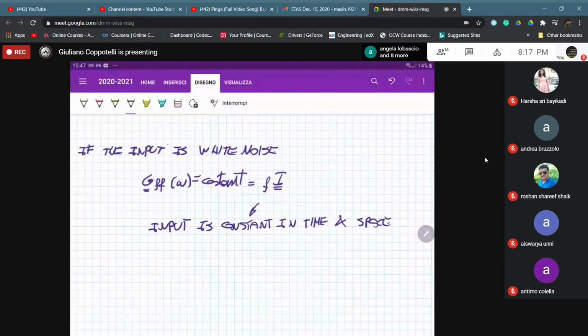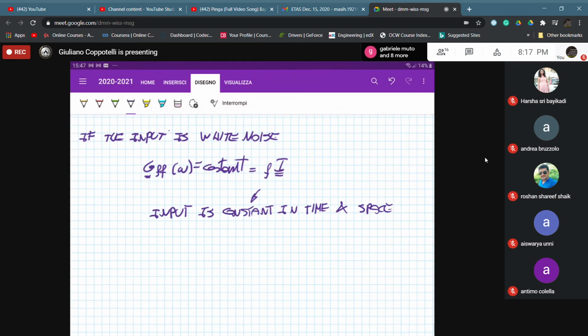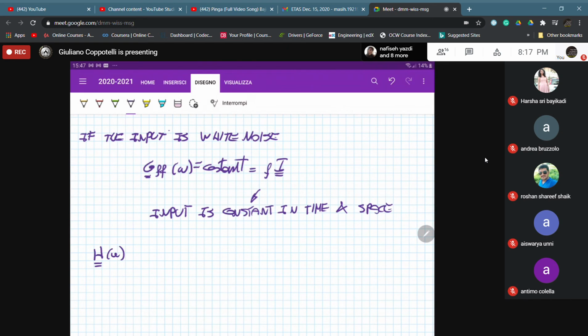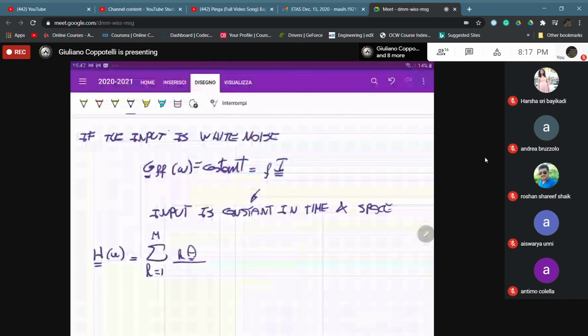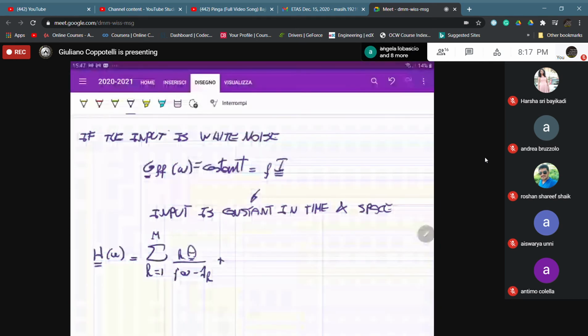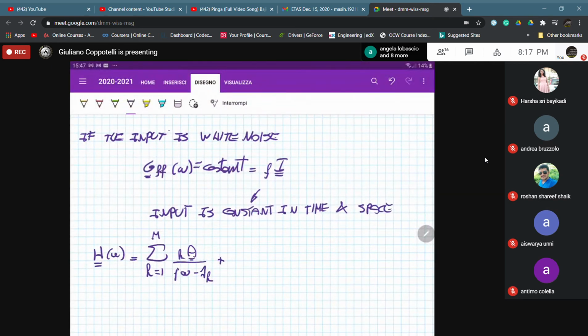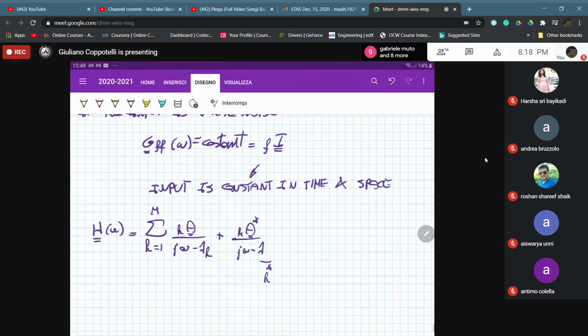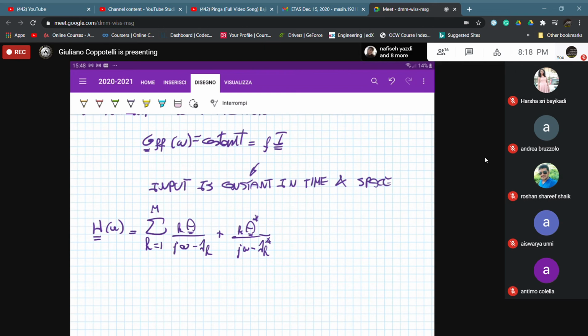If that is true, the frequency response function matrix H, which remember is written in terms of the residue terms, with k going from 1 to the number of modes, is the matrix A_k over j omega minus lambda_k, plus the complex conjugate part, A_k conjugate over j omega minus lambda_k conjugate.